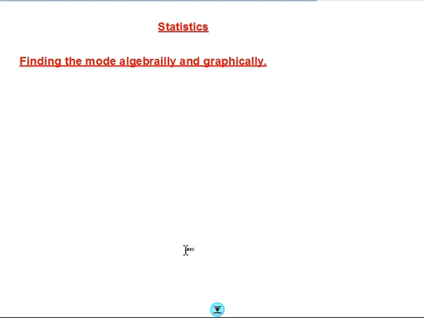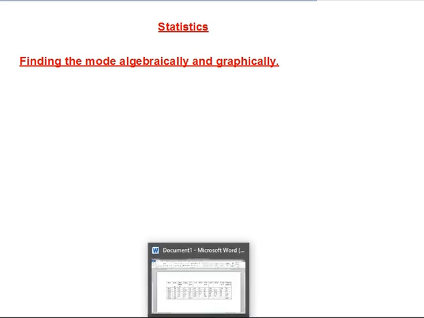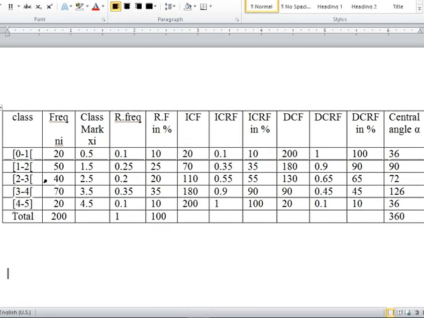So today we'll learn how we find the mode algebraically and graphically. We will take the same example that we worked on yesterday. We have the classes, the intervals, the frequency of each class, and so on. So let's learn how to find the mode algebraically first.